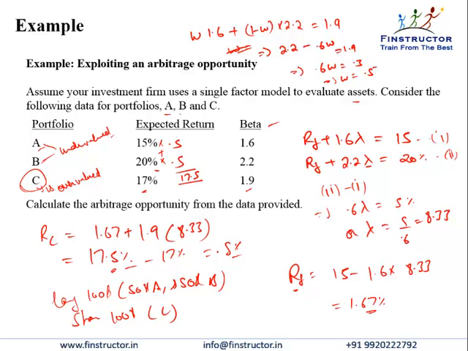So the arbitrage pricing theory says that this situation does not happen. Assets are priced consistently. So either A and B will go up in price so that their expected return will come down, or C will go down in price so that its expected return will go up to 17.5%.